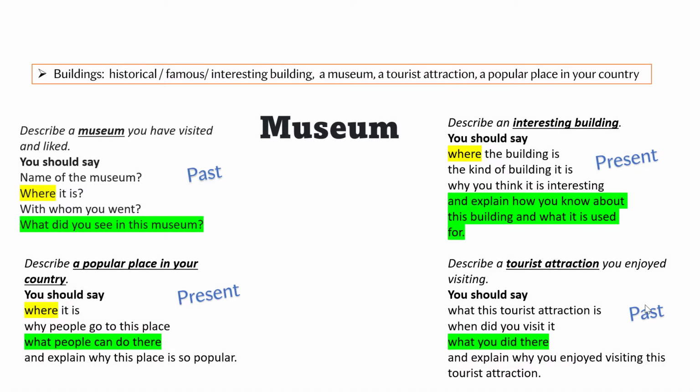Here we have 4 topics. Describe a museum you have visited and liked. Describe a popular place in your country. Describe an interesting building, and describe a tourist attraction you enjoyed visiting. You can describe a museum for all these topics. However, in the first and the last ones, you must use past tenses mostly, and for the rest, present tense mostly. Now let's take a look at the prompts.